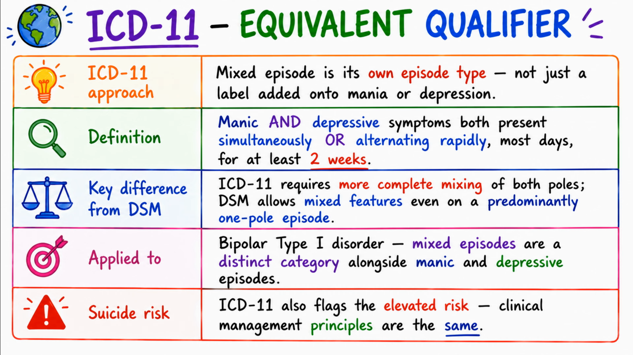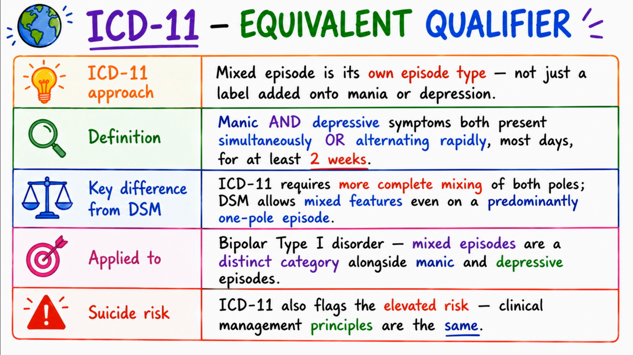ICD-11 goes further. It treats a mixed episode as its own completely separate type of episode, not just a flavor of another one. The ICD definition requires that both manic and depressive symptoms are substantially present simultaneously or alternating rapidly over at least 2 weeks. It's a higher bar for mixing. So in ICD, if you have a predominantly manic episode with just 3 depressive symptoms, you might not reach mixed episode threshold, but in DSM you would. The clinical management is the same either way.